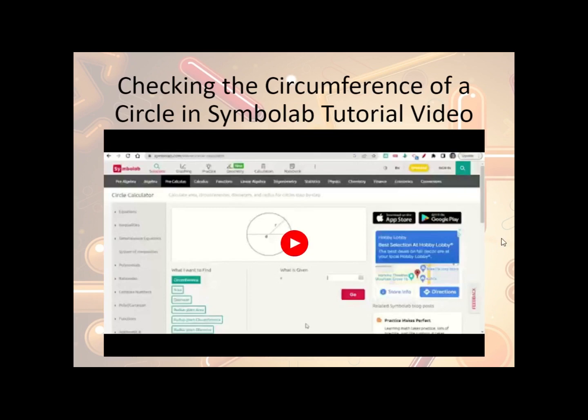Now there's a video here for you to check your work when working with the circumference of a circle using Symbolab. So go ahead and watch that video now.